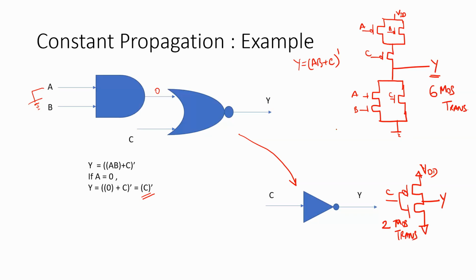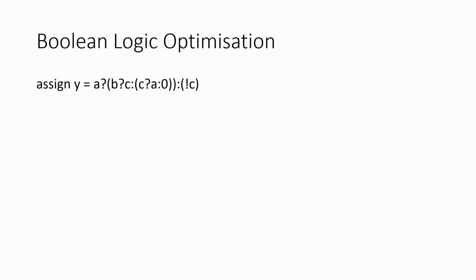So definitely 2 MOS transistors is going to occupy less area and it's going to consume less power compared to 6 MOS transistors. So this is an example of constant propagation and optimization due to constant propagation. That is, the constant 0 on A got propagated down the logic downstream and it gave us the most optimized logic realization. Okay, let us look at Boolean logic optimization.